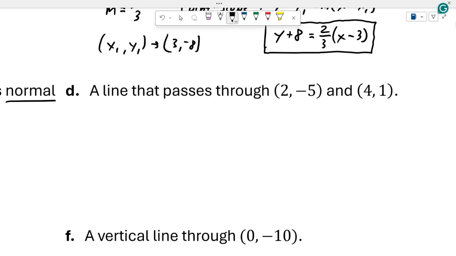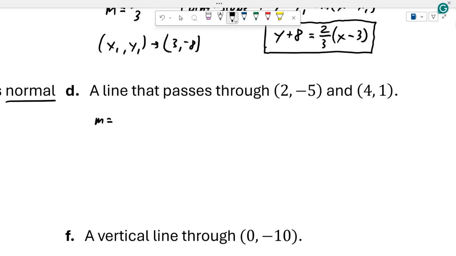All right, D. For D, we want the equation of a line that passes through 2 points. It passes through (2, -5), and it passes through (4, 1). So for this one, we need the slope. Anytime you have a line and you want the equation of the line, no matter what form you're using, you kind of need the slope, unless you're giving it in standard or general form, but we're not really going to use that. So whether you're using point-slope form or slope-intercept form, you need the slope. So we need to find m.